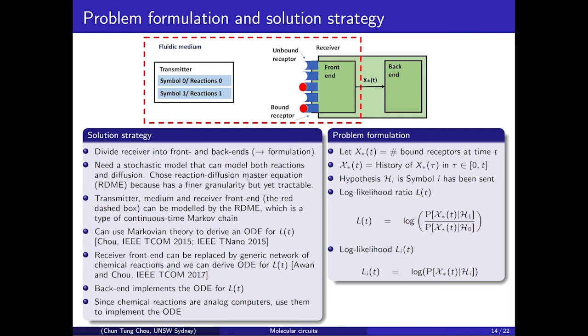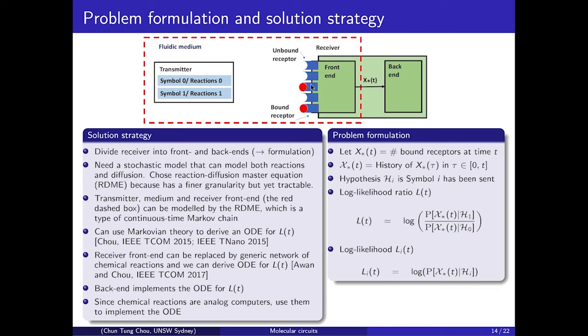What we know now is that the transmitter, the receiver front end, and the medium, all together, can be modeled by a reaction diffusion master equation. The reaction diffusion master equation is in fact a continuous time Markov chain. So we can use Markovian theory to derive an ordinary differential equation to see how Lt will evolve over time. Now, we have some more general results.